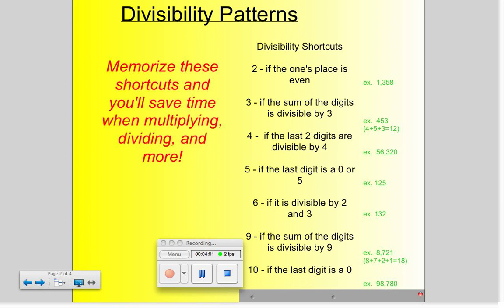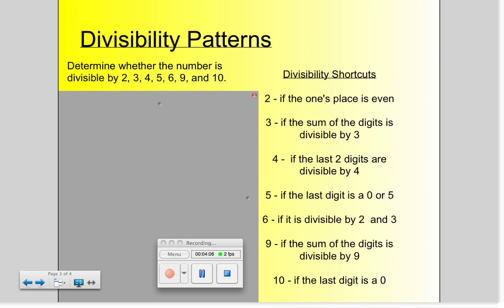All right, let's try some other types of problems here. Now we can see our directions. They say determine whether the number is divisible by 2, 3, 4, 5, 6, 9, and 10. So with all of the rules that we just covered, we have to determine if the number in question is divisible by any, some, or all of those numbers.